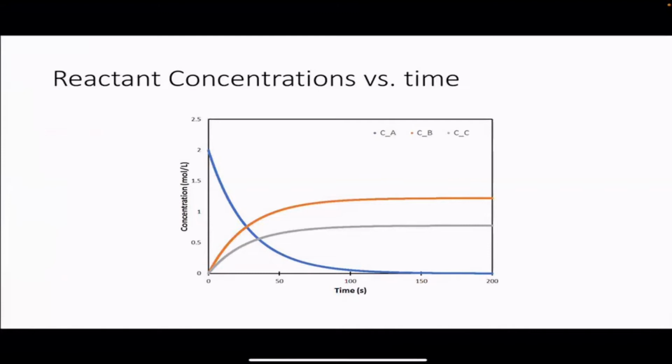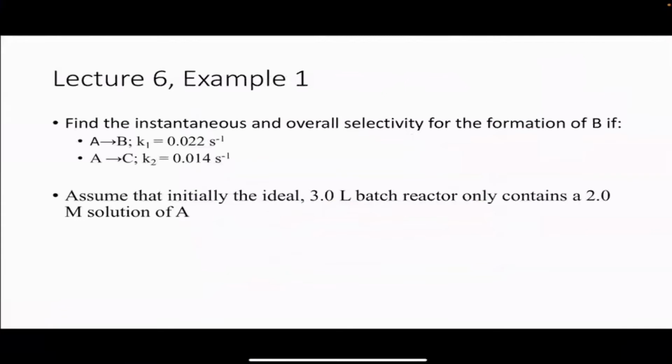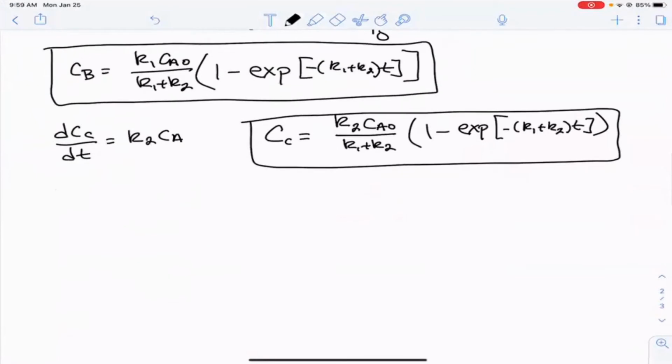Also, B increases at a faster rate, and we end up with a final concentration of B that is higher than the concentration of C. And that also should not be surprising, given what we know about the problem here, where K1 was higher than K2. So the first reaction, the desired reaction, should happen faster than the undesired reaction. And from here, we could ask ourselves a new question that we wouldn't have asked ourselves the last time. What is the selectivity?